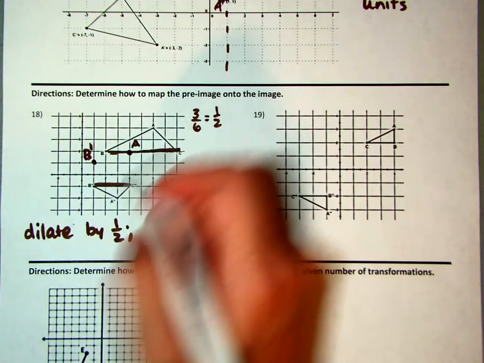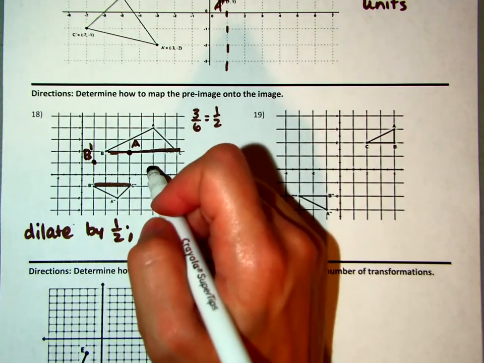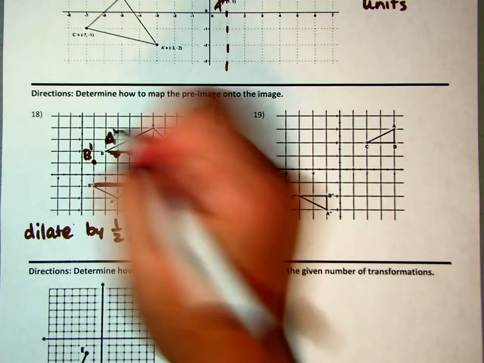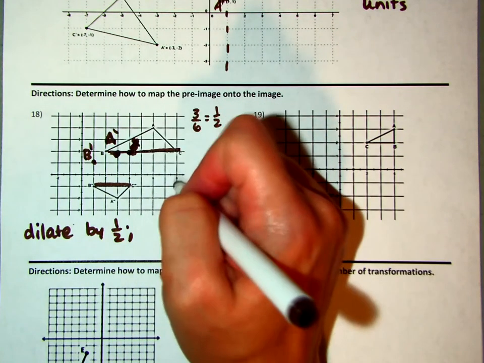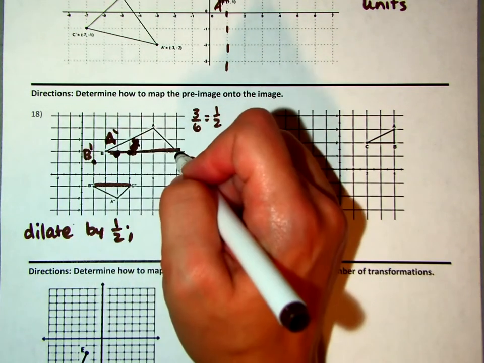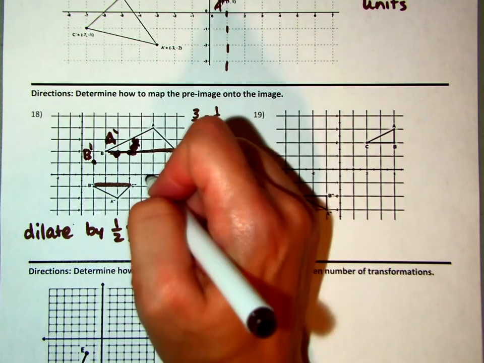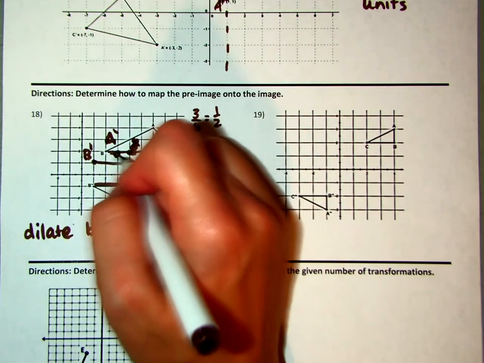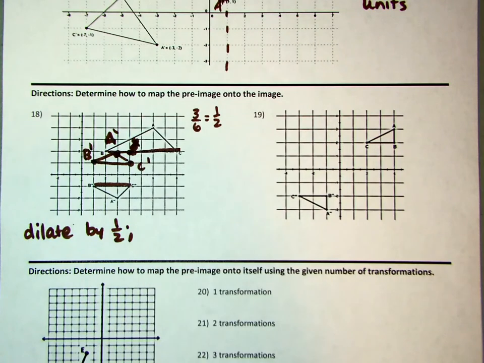Make sure I'm counting this right. I can't quite see 6. Nope, that's 4. Okay, didn't think that looked right. So there's where my A prime would be. And then lastly, C here is at 8, comma 2. And so half of that would be 4, comma 1. So there's 4, comma 1, that's C prime. If you look here, right there is where our triangle is at.